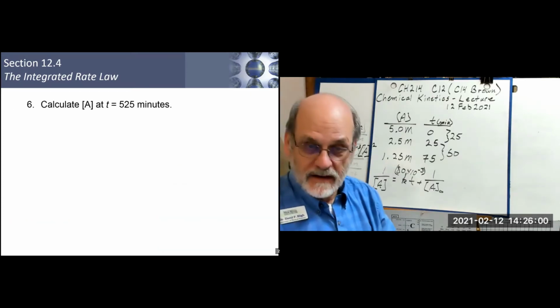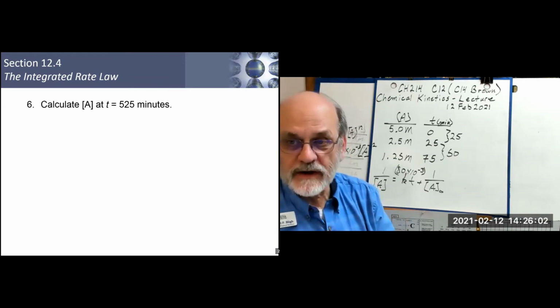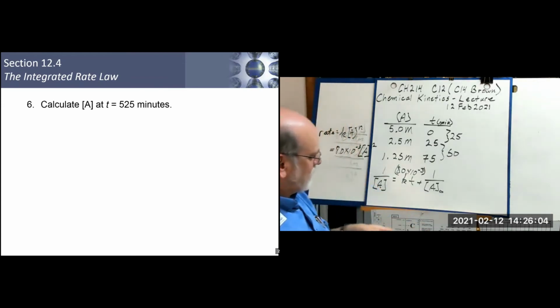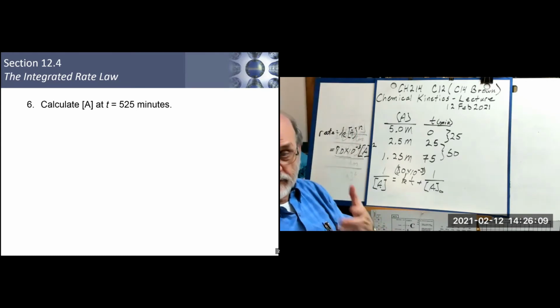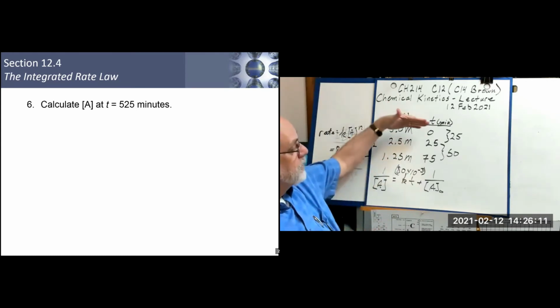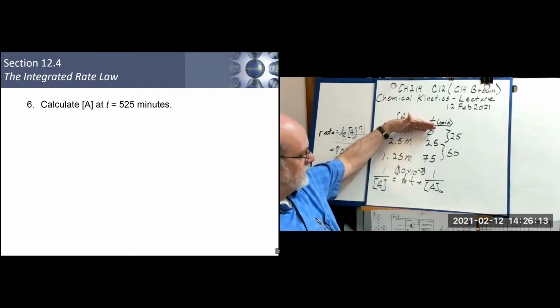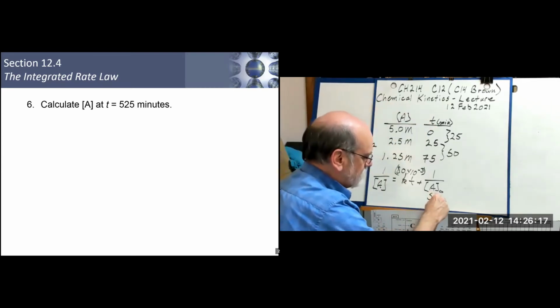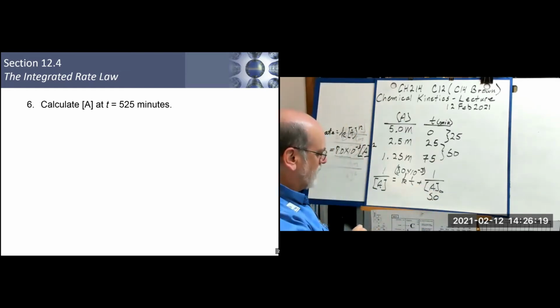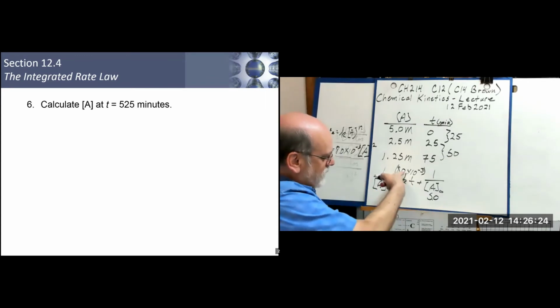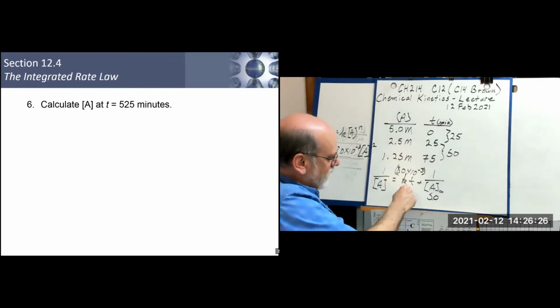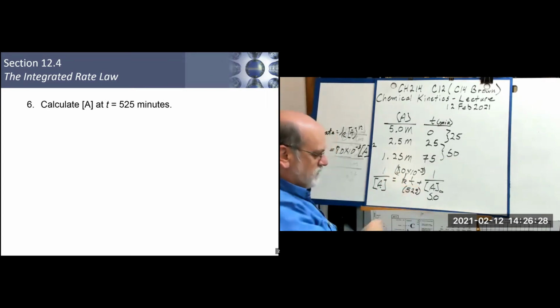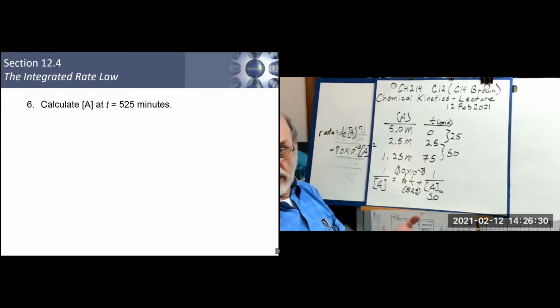So now, if T is 525 minutes, then we just pick our starting point. It says after 525 minutes means we're actually starting from 0 again. So our initial concentration is 5, right here. And this is our unknown. And there's our K, and T would be 525. So now we have an equation in one unknown.